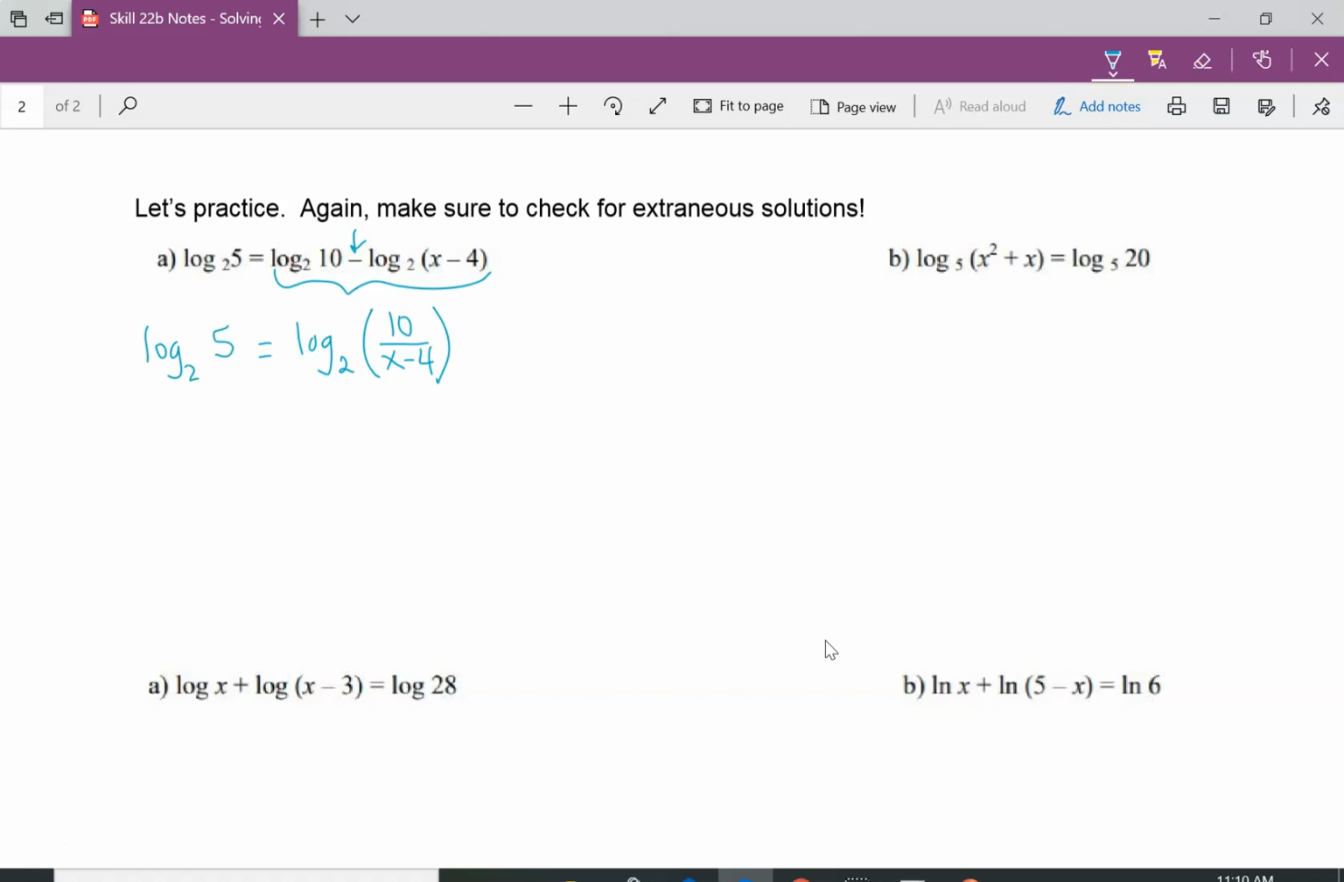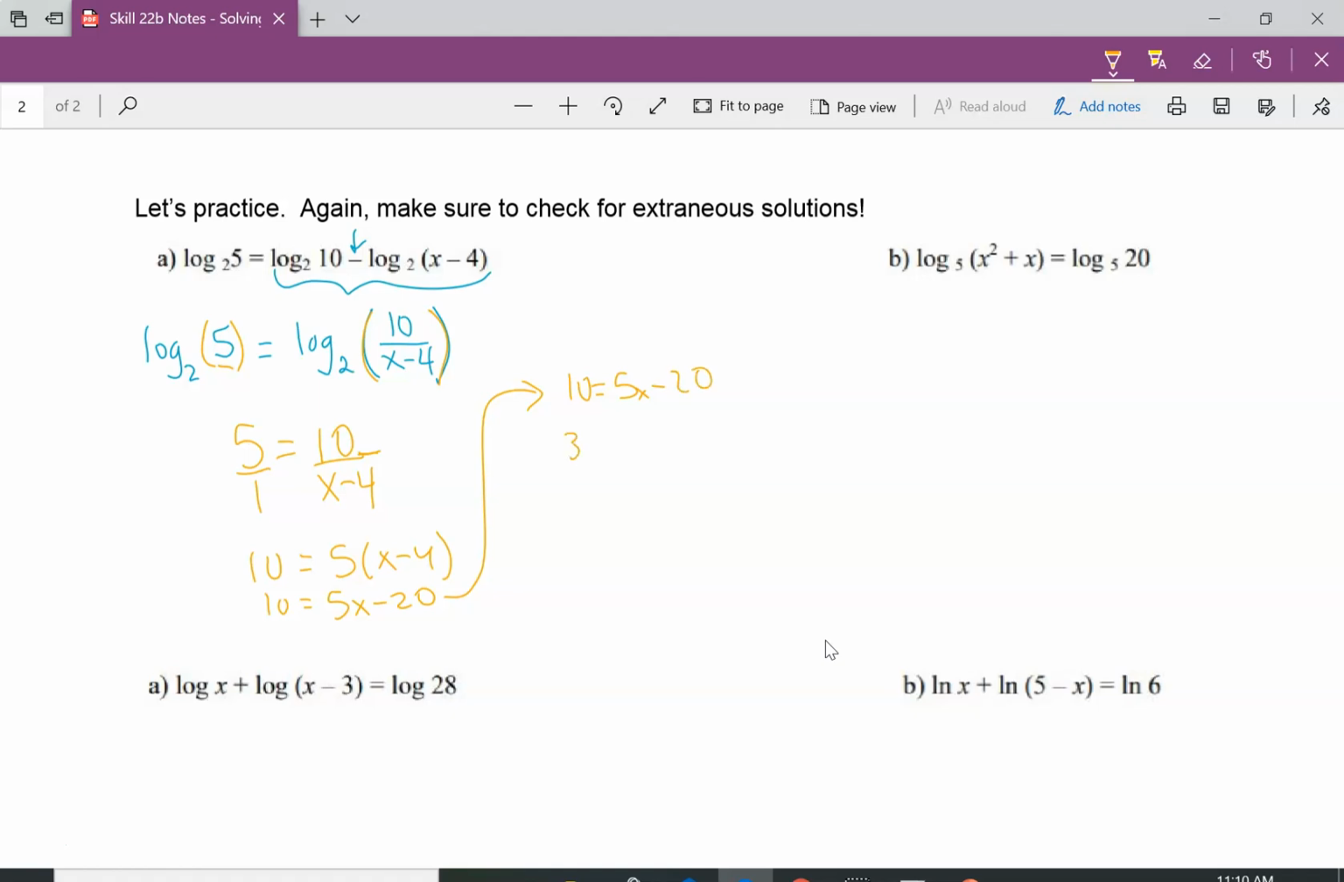Okay? So when that happens, we can apply our property where it says that we could just set our arguments equal to each other. So 5 equals 10 over x minus 4. To make this a little easier, I'm going to put that over 1 and cross multiply. So 10 equals 5x minus 20. I'm going to finish solving this up here.